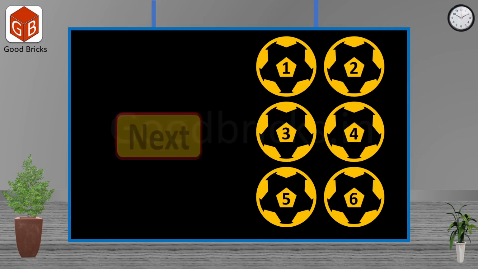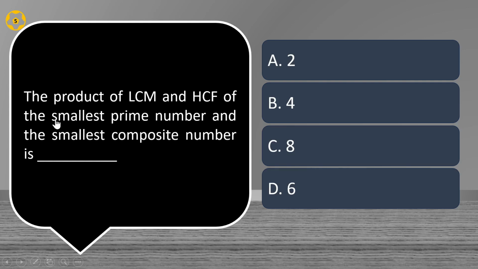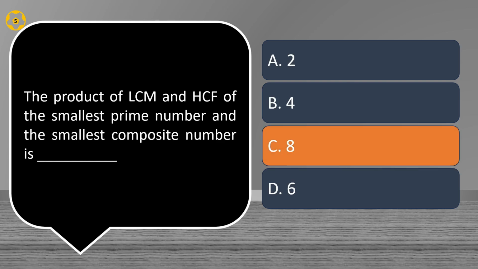Our next question is the fifth question, and let us see the fifth question. The product of LCM and HCF of the smallest prime number and the smallest composite number is dash. The answer is, now let us discuss why this answer is correct.